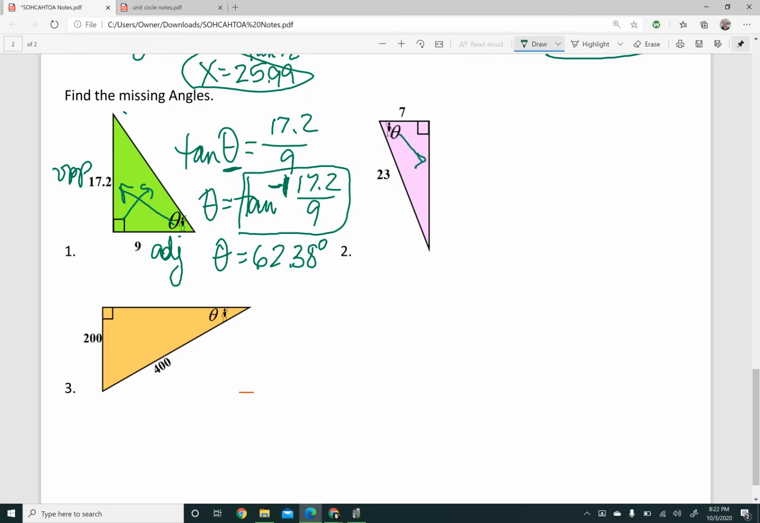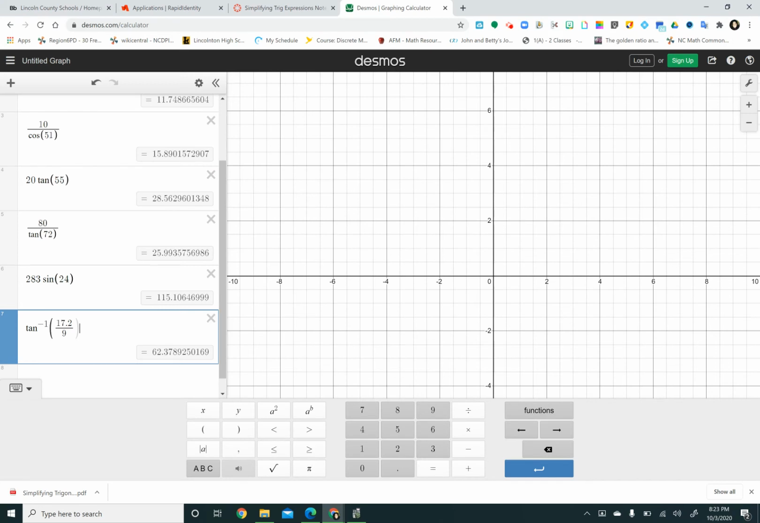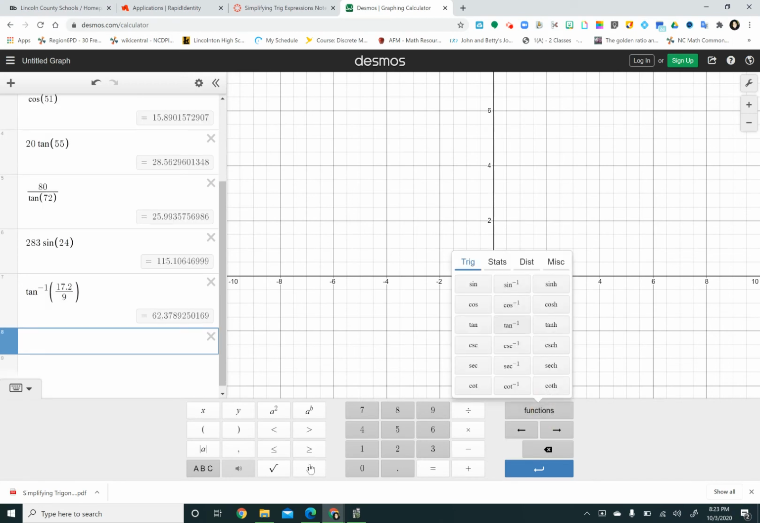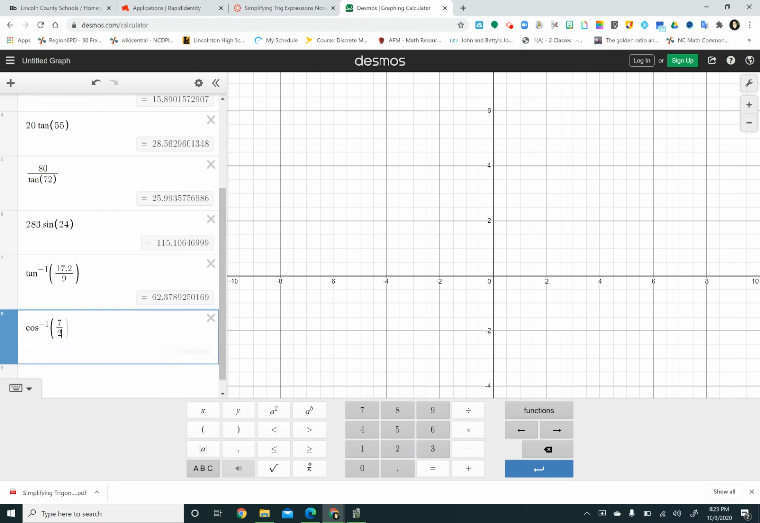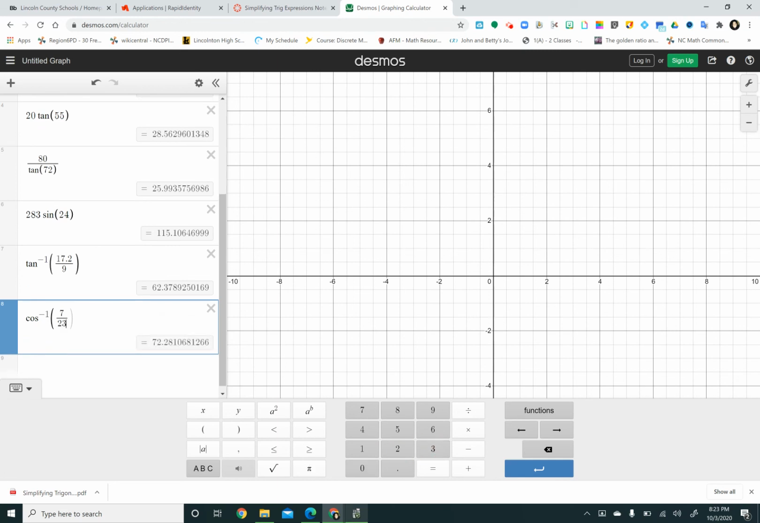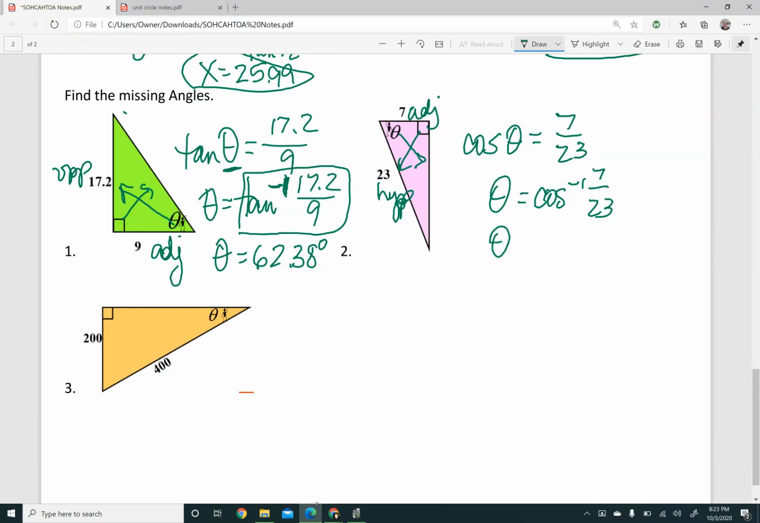So same concept here. This is the opposite. We don't have that. This is the hypotenuse. That makes this the adjacent. So the cosine of theta, because we don't know what our angle is, equals 7 over 23. So to get theta by itself, we do the inverse cosine of 7 over 23. So back over here, the inverse cosine of 7 over 23 is 72.28. So theta equals 72.28 degrees.